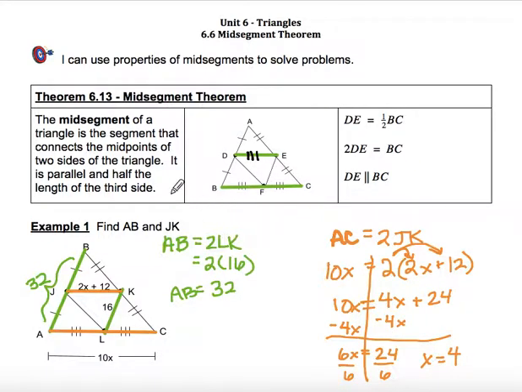But it didn't ask me to find x. It asked me to find JK. So JK is 2x plus 12. 2 times 4 is 8, plus 12 is 20. JK equals 20. If it had asked me to find AC, I also could have plugged in 4 here: 10 times 4 is 40, or I could have doubled this: 20 times 2 is 40. Either way, you'll get the same thing. So the midsegment is half the length of the third side.